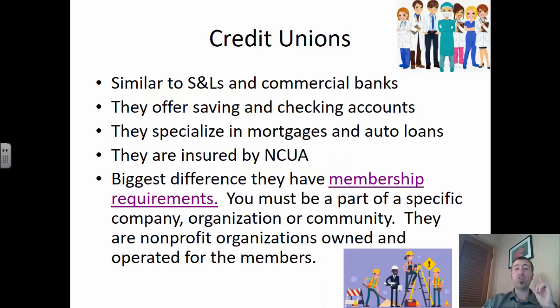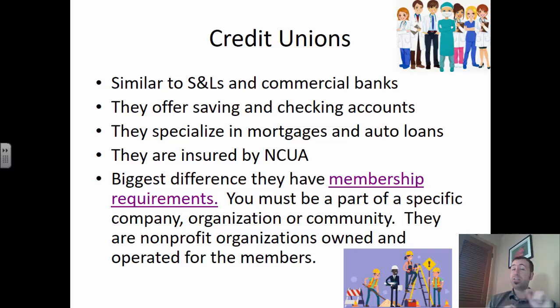However, we do have a lot of credit unions in Dubuque. And so they're similar to S&Ls and commercial banks, and they offer similar things like savings and checking accounts. But not only do they specialize in mortgages, they also specialize in auto loans. So if you're looking for a car loan, where's the first place you should look? Credit unions. Now, of course, you could also look at commercial banks and savings and loans. They also will provide auto loans, and they potentially may be better than a credit union. But credit unions are known for offering better rates because they're not for profit. And so they're able to offer better rates usually because of that.